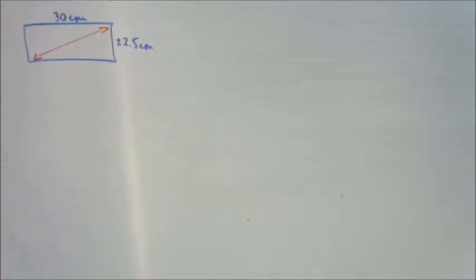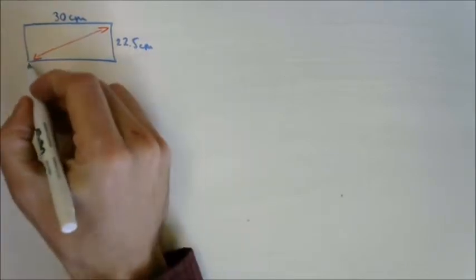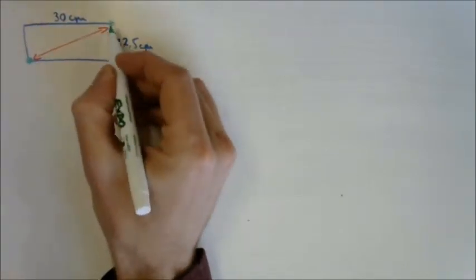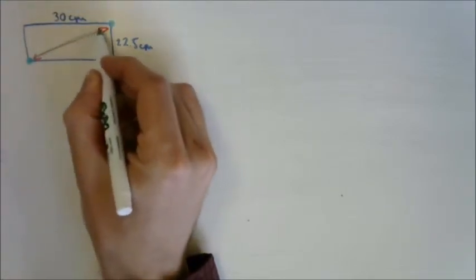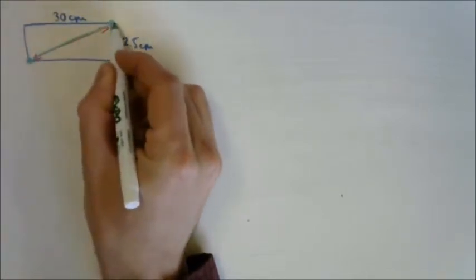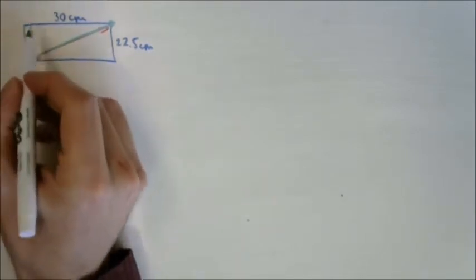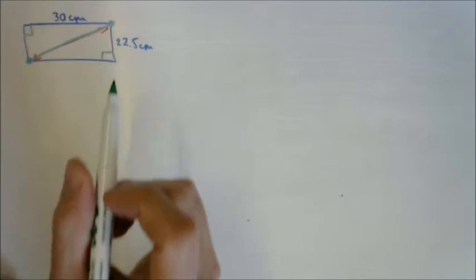How would we do this? By using the Pythagorean theorem. Basically, we can take this rectangle and we can draw that diagonal using a ruler. And now what we've done is we've split that rectangle into two right triangles. Okay, and I can use either one to solve.